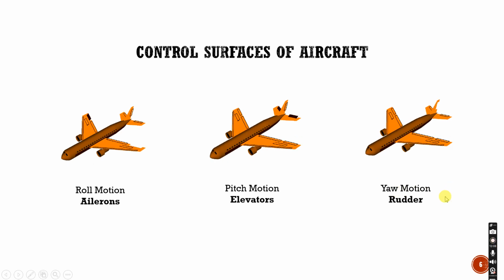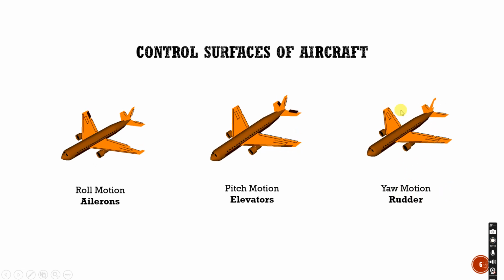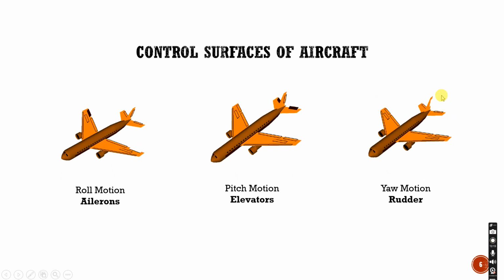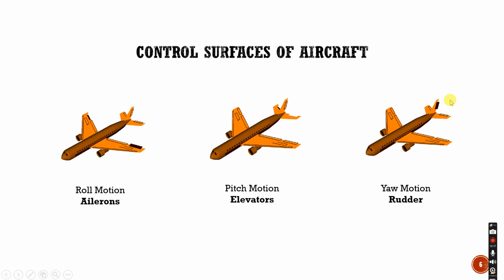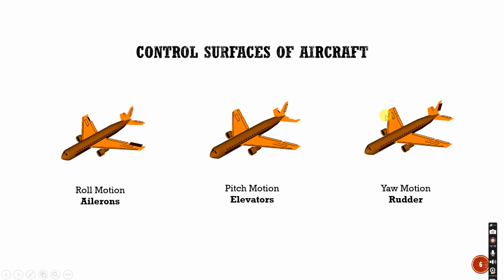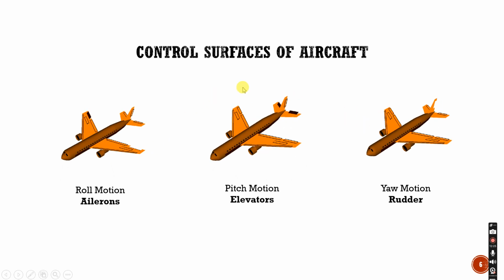Then coming to the yawing motion. The yawing motion is basically this kind of motion that you can see over here. The rudder is again highlighted in black color. Because of the singular rudder, this kind of motion is possible. So these are the three primary control surfaces and the three primary motions that you have. There are also secondary control surfaces which we'll be dealing with in the later parts, not this video.